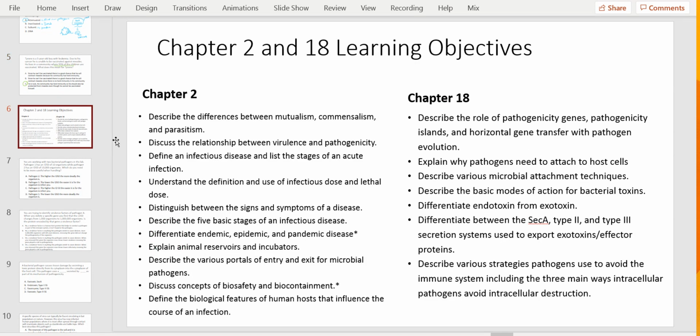Okay, so now we're going to move on to the microbial pathogenesis section. This section contains information for both chapters 2 and 18. Mainly the information in 2 is an introduction to the information that's in chapter 18 and the information that's in chapter 26, which you'll do next week.